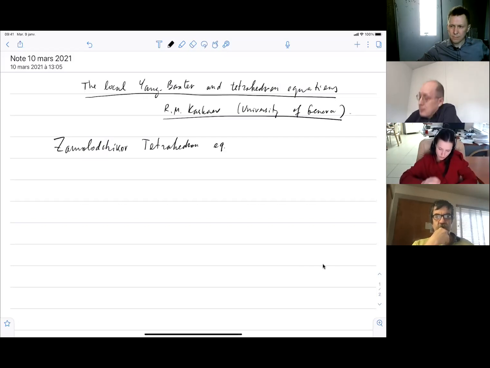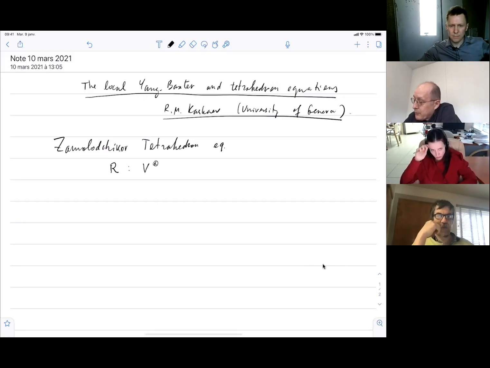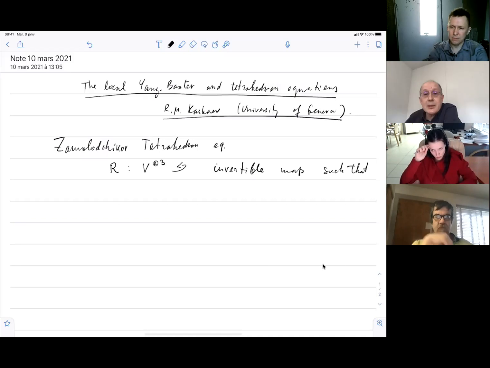Which is, say, a map from the tensor cube of a vector space to itself, an invertible map, such that we have a nonlinear identity which generalizes Yang-Baxter.